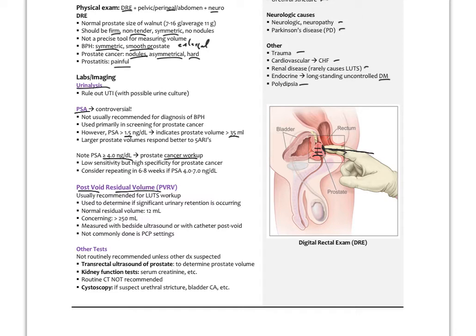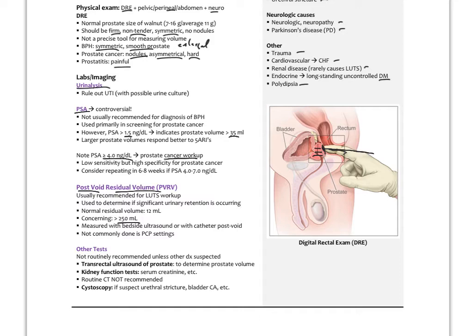Another test that's used for BPH is post-void residual volume, PVR. Now, this is not typically done in primary care settings. This usually requires an ultrasound of the bladder. And so this is going to detect urinary retention and how much retention there is. We start to get really concerned, again, when the bladder is over 250 milliliters, gets up to 500, then we're really concerned. But 250 is kind of our cutoff there.